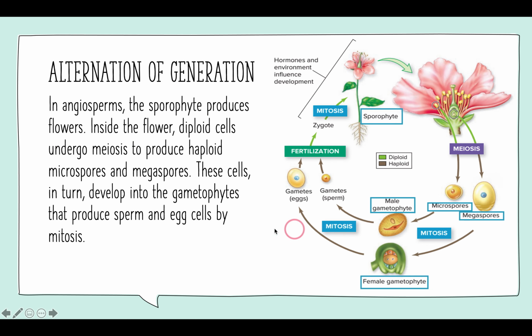To summarize the alternation of generations in angiosperms, the sporophyte produces flowers. Inside this flower, diploid cells undergo meiosis to produce haploid microspores and megaspores. These cells in turn develop into the gametophytes that produce the sperm and the egg cells by mitosis. As we go along with sexual reproduction in flowers, we will recall the concepts of mitosis and meiosis and haploid and diploid cells.